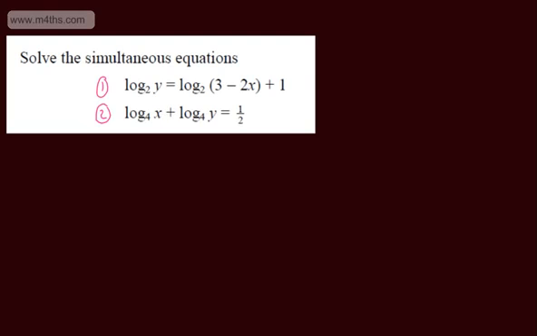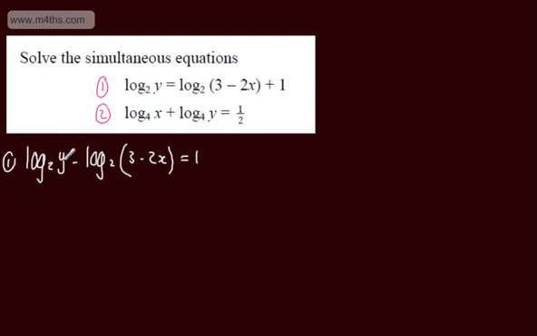There are a couple of different approaches that you could take. So my first move now is to write this as log to the base 2 of y minus log to the base 2 of the quantity 3 minus 2x, and that will be equal to 1. And this is equation 1.